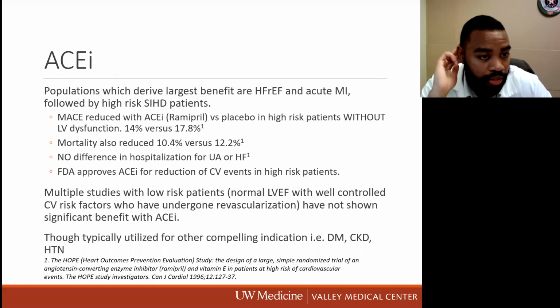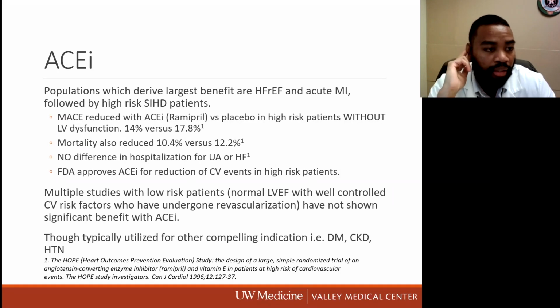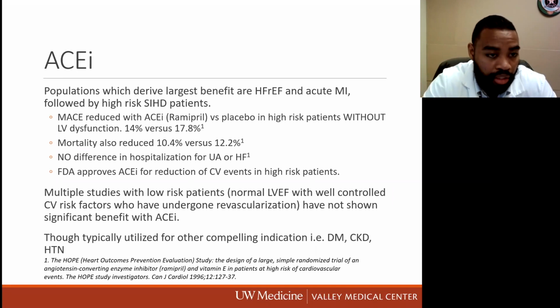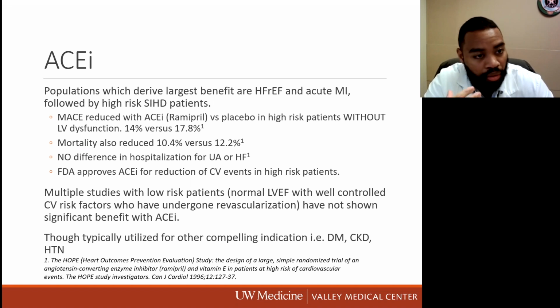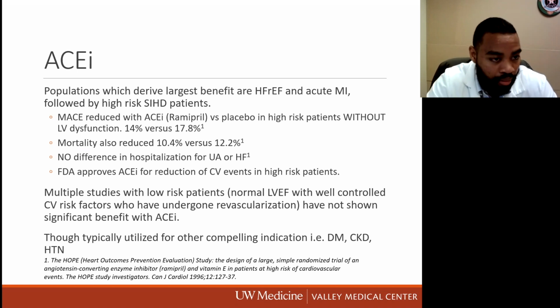In terms of ACE inhibitors, again, similar to beta blockade, the populations which derive the largest benefit are those patients who have heart failure with reduced ejection fraction, patients in the acute MI setting, and then our high-risk stable ischemic heart disease patients. So again, in order to get the biggest benefit, the patient has to have systolic dysfunction or be in the peri-MI period. Mortality here versus placebo, this is an old study. Obviously, we all know this now, but the mortality benefit with ACE inhibitors is there, 10.4 versus 12.2%.